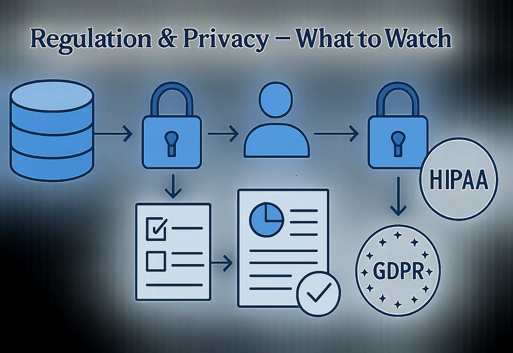Regulation and privacy are evolving fast. Keep these in mind. Data governance: don't send sensitive PII to third-party models without safeguards. Compliance: map data flows to regulatory requirements. HIPAA, GDPR, sector rules. Auditability: keep logs and provenance to support audits. Consent and transparency: make users aware when data is used to train or improve models. If you're building for regulated industries, involve legal and compliance teams early.